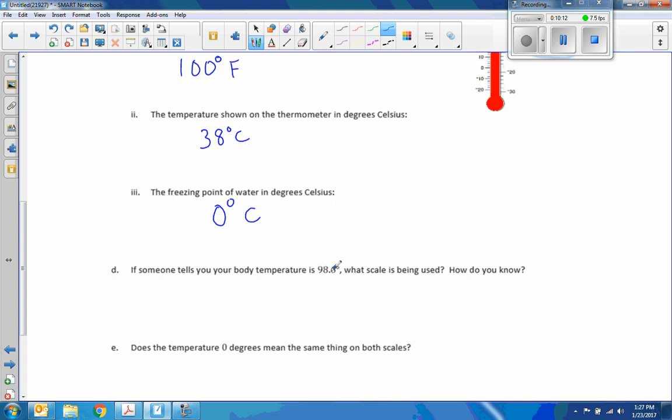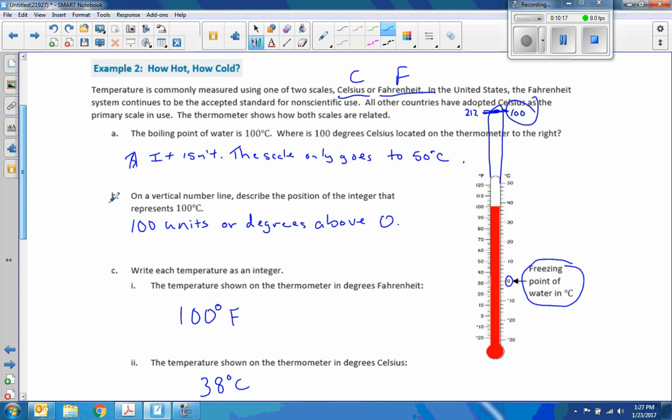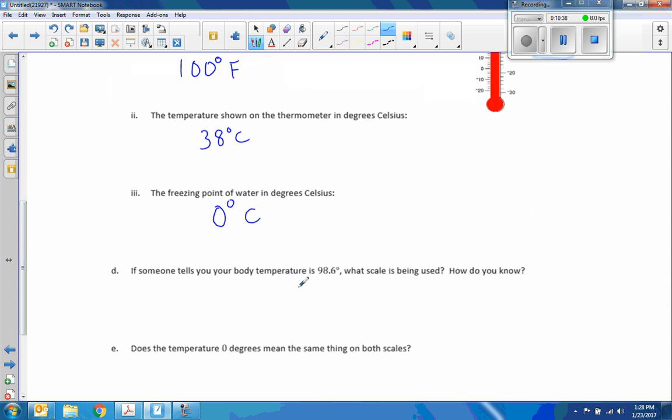If someone tells you your body temperature is 98.6 degrees, what scale is being used? So I'd look up here, and I'd see 98 right here, or it could have been 98 up here, but remember this is the boiling point on the Celsius side, and the saying making my blood boil is just a figure of speech when someone's angry, but if your blood was close to boiling, you would not be alive. Okay, so this is obviously Fahrenheit. And the reason being, 98.6 Celsius is only 1.4 degrees away from boiling, so it's not possible.